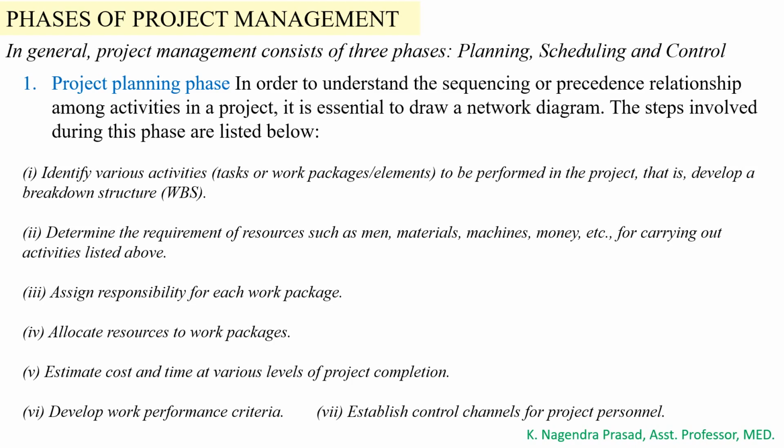For example, for the foundation, how much cost; for the wall and roof construction, how much cost will be required; and for the painting stage, how much money it will take. For each and every stage we have to estimate the cost as well as how much time it will take. So estimate the cost and time at various levels of the project completion. Next we have to develop the work performance criteria, and finally we have to establish the control channels for project personnel.